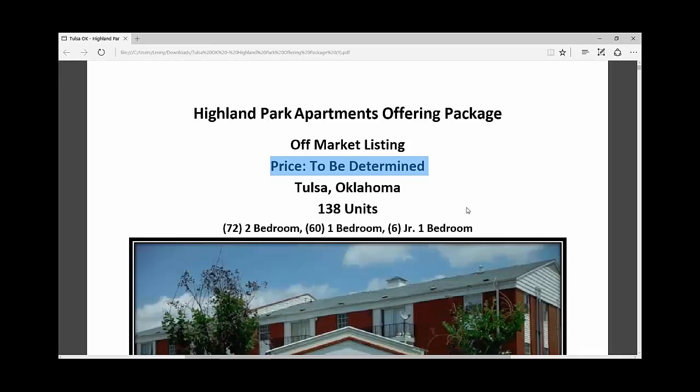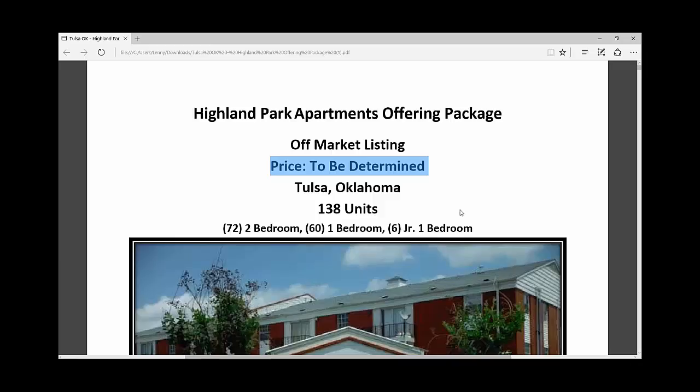If you're looking in the Tulsa, Oklahoma area and you know where this property is located and you've been working in that area and you're very familiar with the market, you should know what the cap rate is on this type of an asset. And that's going to be to your benefit when we try to determine what the price is. If you don't know anything about Tulsa and you're just going to start analyzing deals in Tulsa, and you've got a deal that says it's priced to be determined, and you don't even know what the cap rate is, you're going to price this thing probably way out of line.